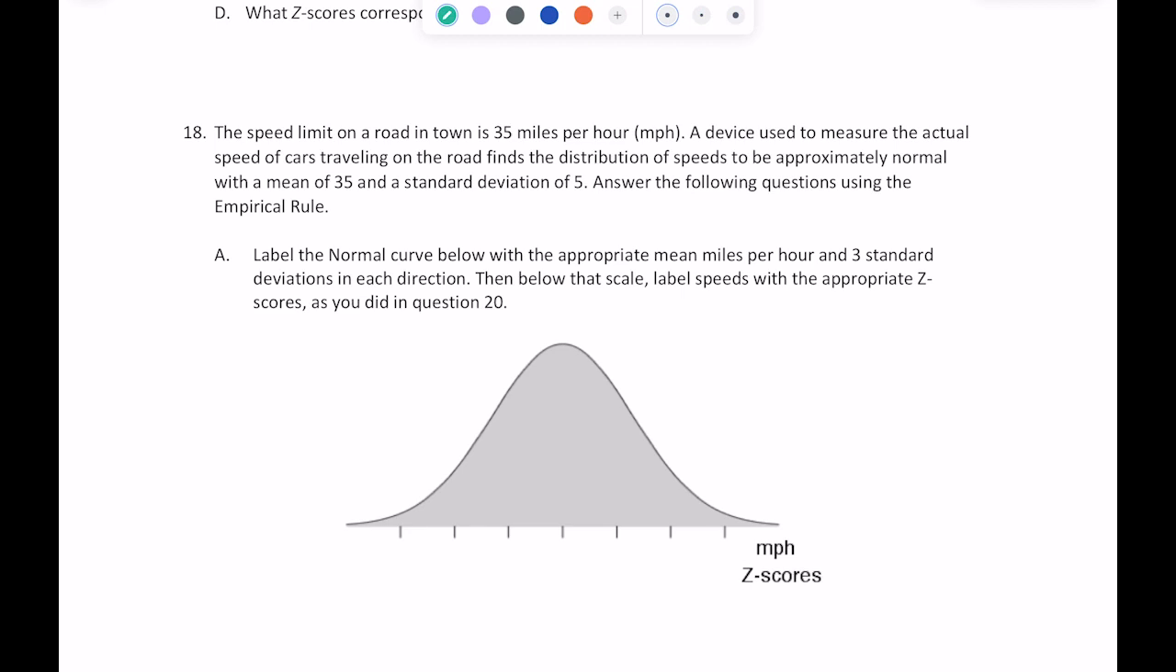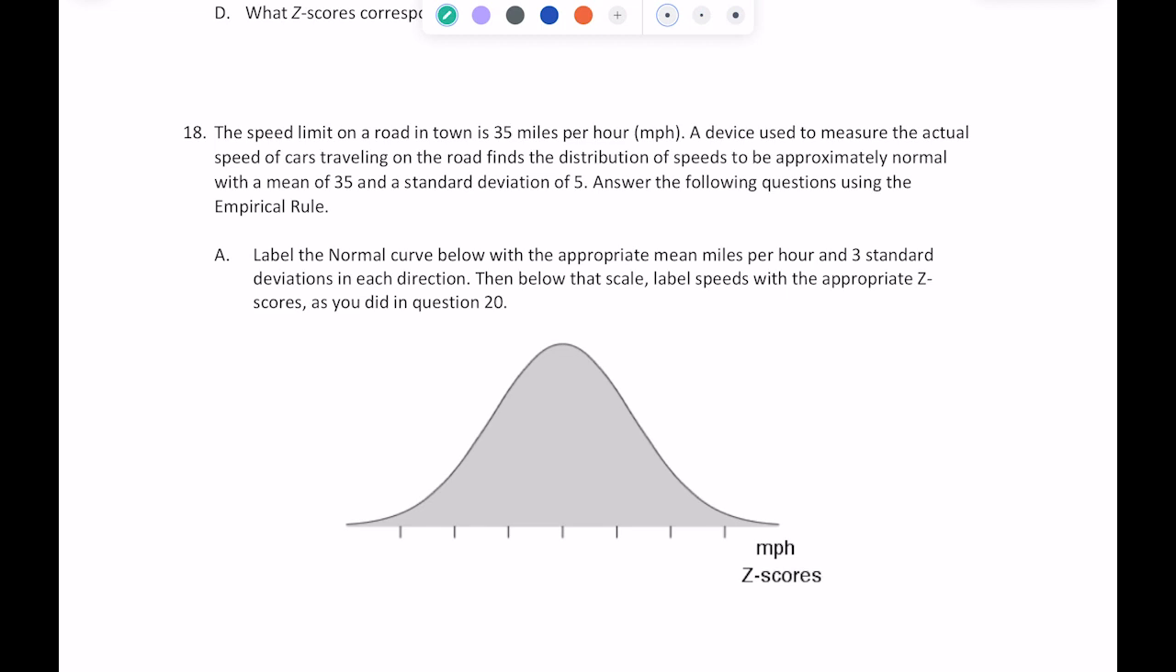The speed limit on a road in town is 35 miles per hour, and a device used to measure the actual speed of cars traveling on the road finds the distribution of speeds to be approximately normal, with a mean of 35 and a standard deviation of 5. Answer the following questions using the empirical rule. So we want to label the normal curve below with the appropriate mean miles per hour and 3 standard deviations in either direction. Okay, and that's generally going to be the rule that we're going to follow for the remainder of the course.